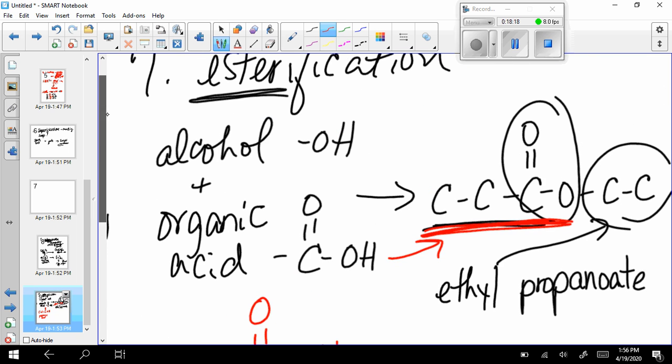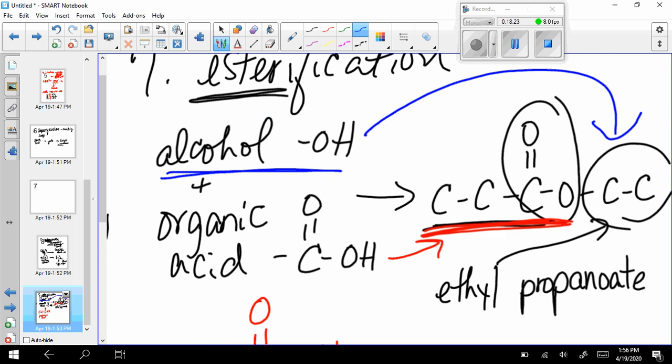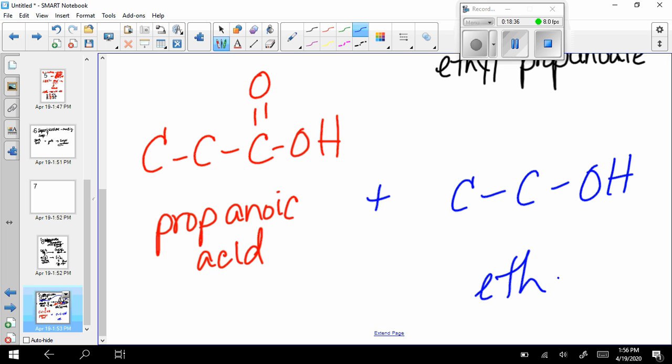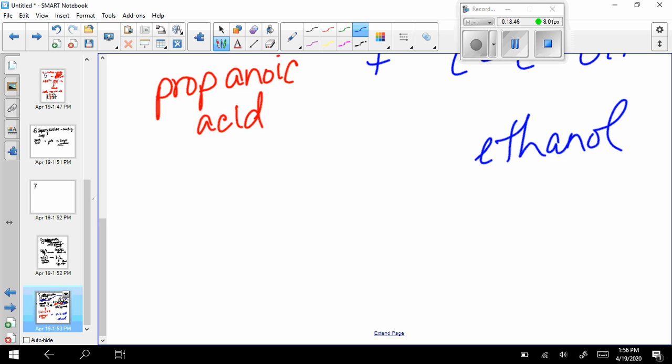And then to figure out the alcohol part, my alcohol part has the OH. That's over here. So I want 2 carbons and then an OH. And so 2 carbons is ethanol. And so in order to get ethyl propanoate, I would have to put together propanoic acid and ethanol, those 2 together. So now I just want to really draw it out so that you guys can see how this happens.